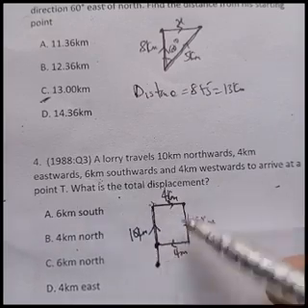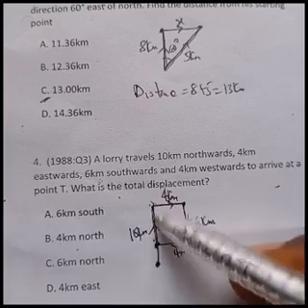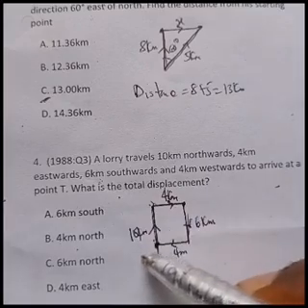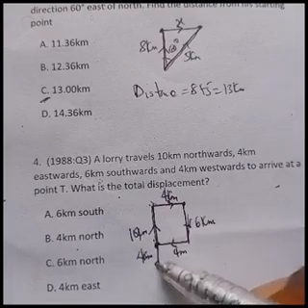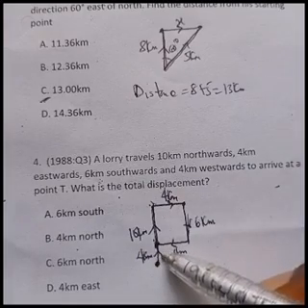If from here to here is 10 and this one is 6. So when we subtract this 6 from this whole 10, we get this to be 4 kilometers. So it's as though the body started from here and moves here. From here to here, that's 4 kilometers due north. That is option B.